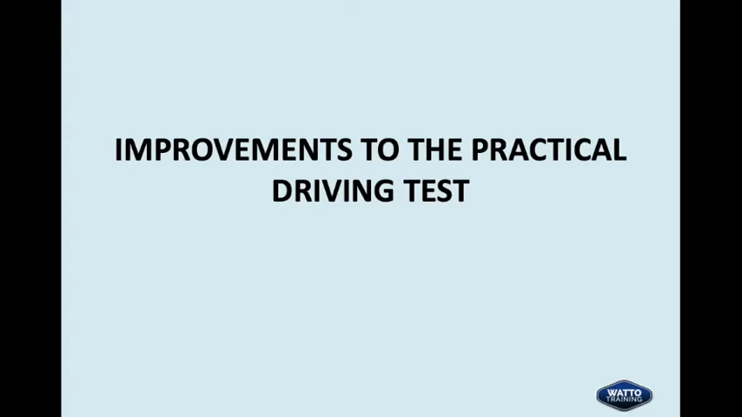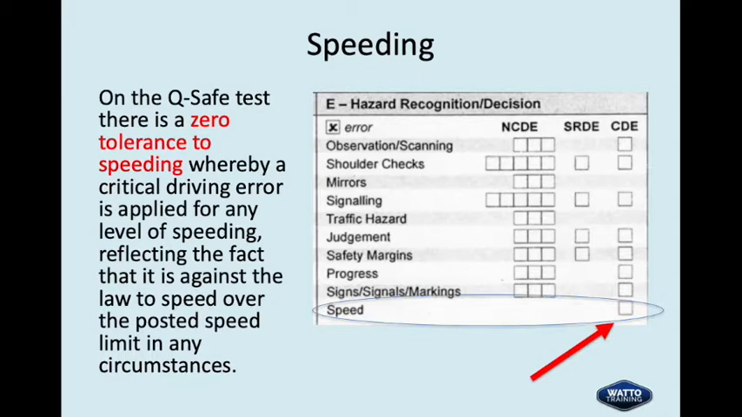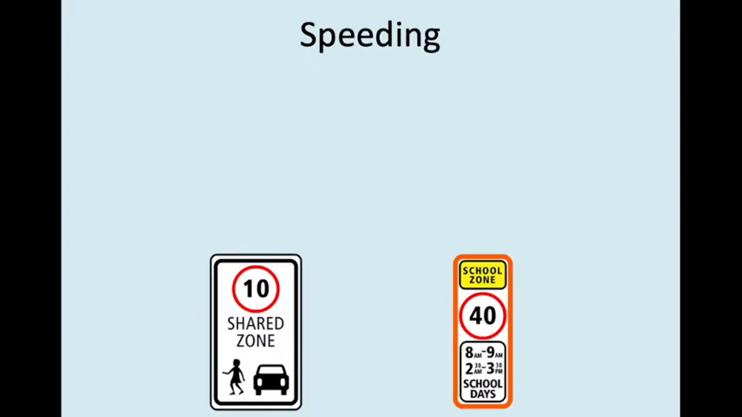Okay, let's look at the improvements to the practical driving test that came in 2015. Speeding. On the QSafe test, there is a zero tolerance to speeding, whereby a critical driving error is applied to any level of speeding reflecting the fact that it is against the law to speed over the posted speed limit in any circumstances. So you can see there's no opportunity for non-critical driving errors. It goes straight to a CDE.